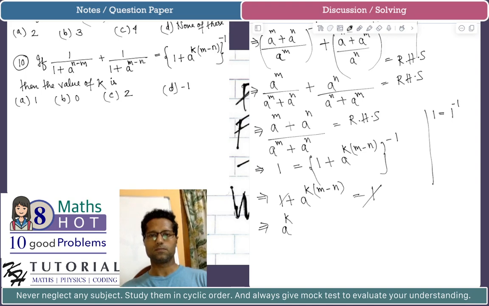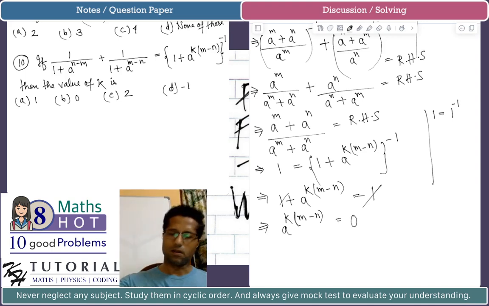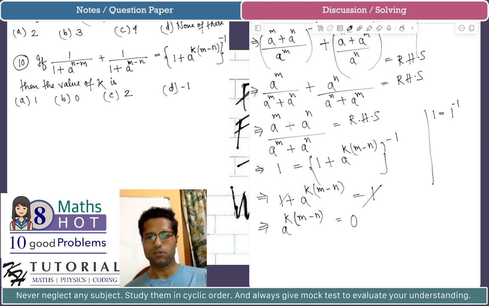Oh, we are getting... I think there is a mistake in the problem statement. So we are getting a to the power k equal to 0. Now, any exponential term can never be 0.